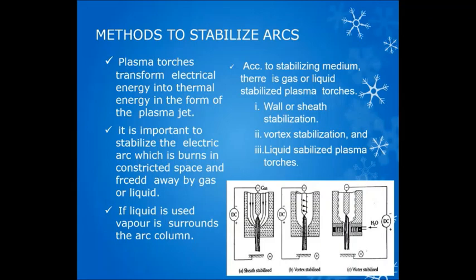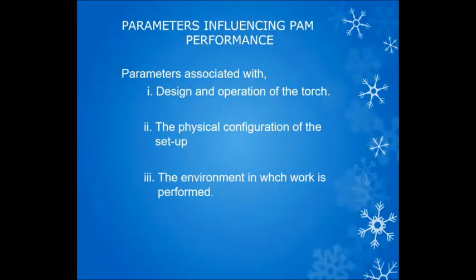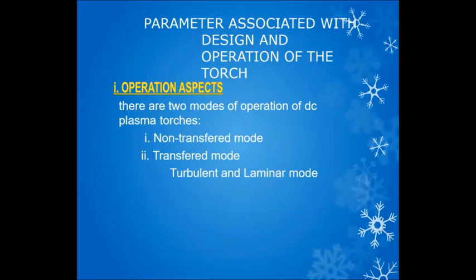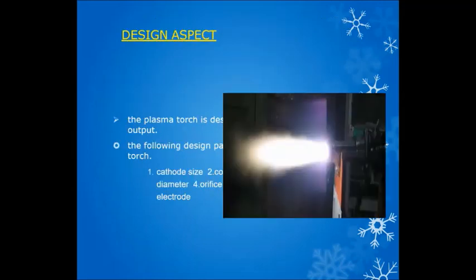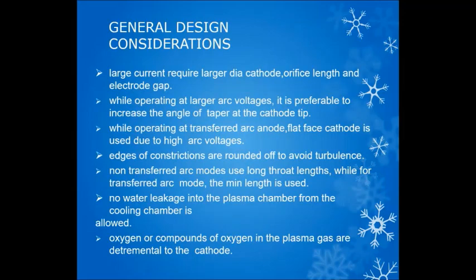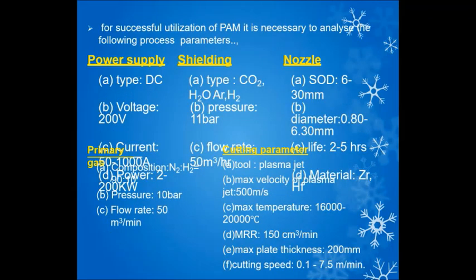The main parameters are the design and operation of the torch, its physical configuration, etc. In the plasma system, we have to consider the power supply and the nozzle position, and the parameters associated with the physical configuration of the system.